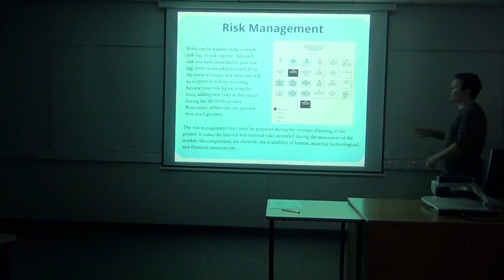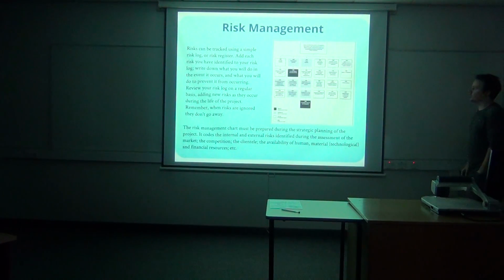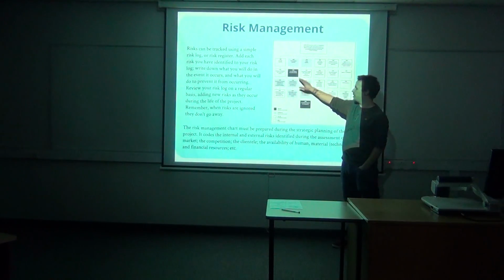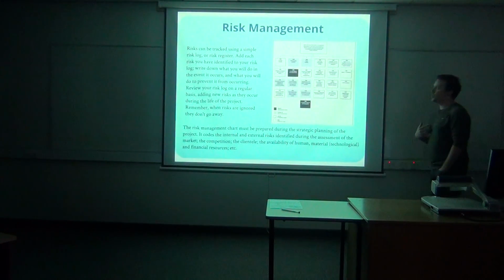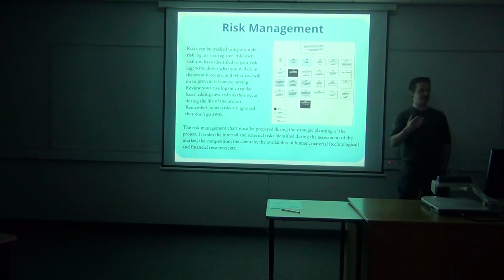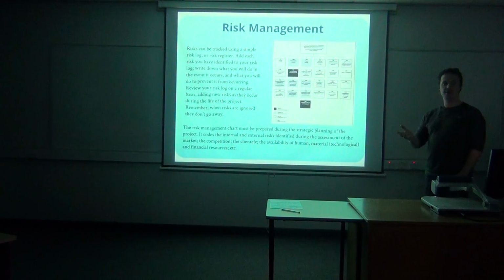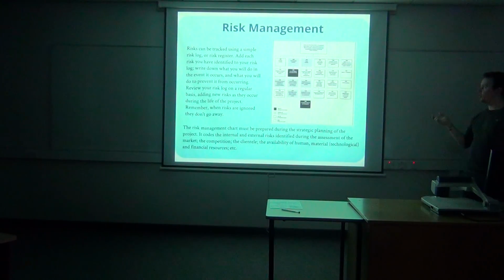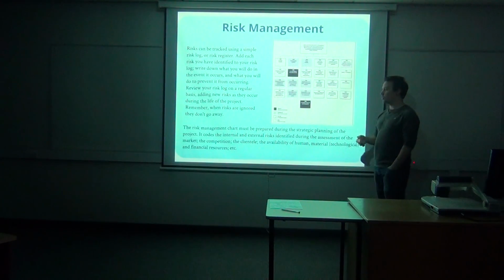So again, this is taking our former work breakdown structure, which was looking at this river project I was talking about, and trying to identify what stages in the project plan particular risks are more likely to happen: high risks, low risks, medium risks. So we can track risks using a risk log or a risk register. Each risk we identify, we write it down, and we say what we will do in the event of that risk happening, who's responsible for it, and how we'll go forward with that. We review this risk log on a regular basis, adding new risks as they occur, and when they're ignored, they don't go away, of course.